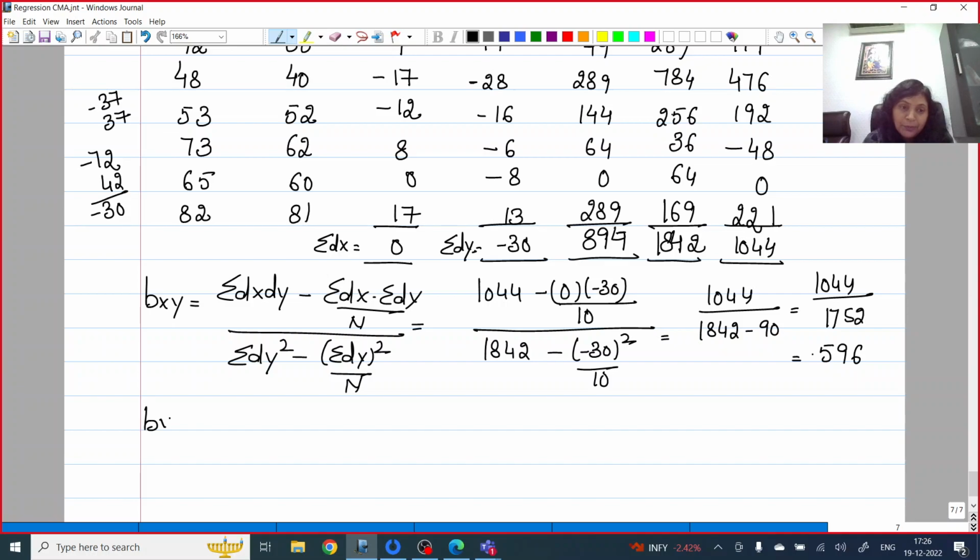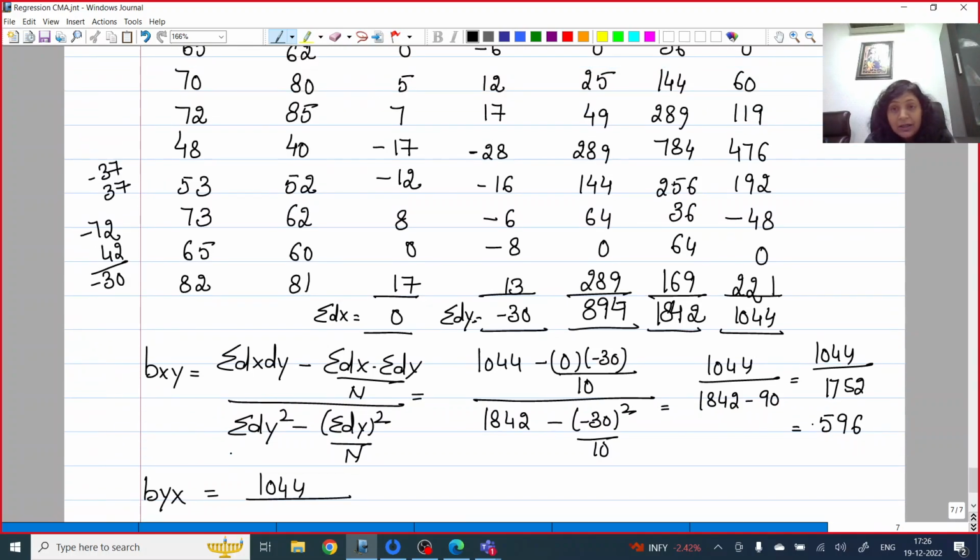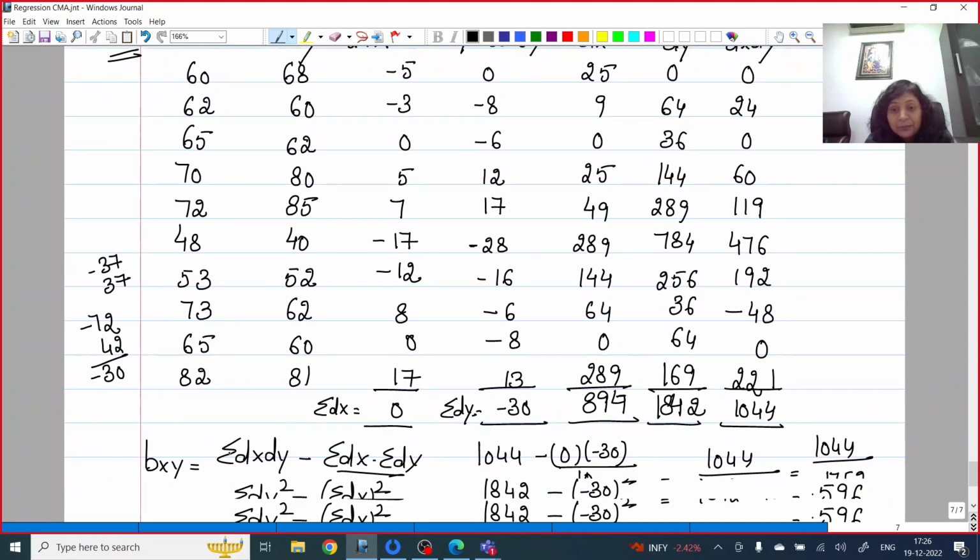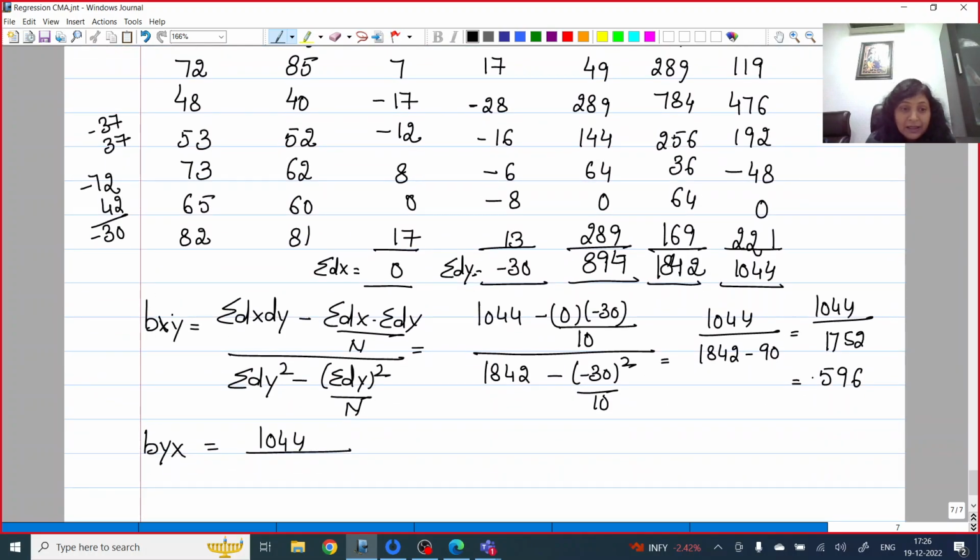And if we want to compute byx, the numerator remains the same, that is 1044. For the denominator, I think I have done something wrong. It should be summation dx square, so this becomes 894 minus 0 whole square upon 10. So this becomes 1044 upon 894. 1044 divided by 894 becomes 1.168. So this is the value of byx.